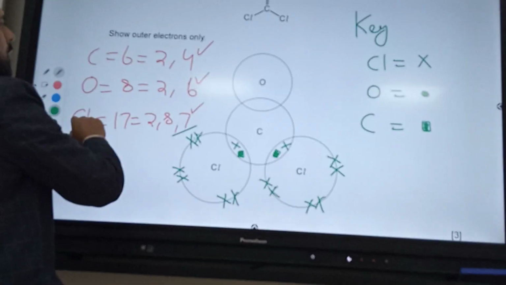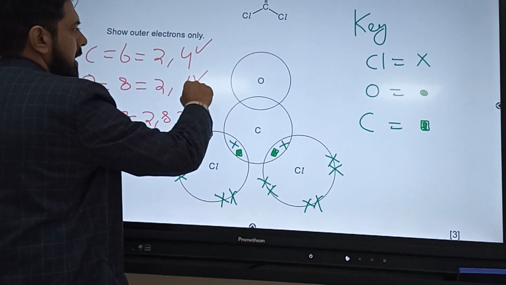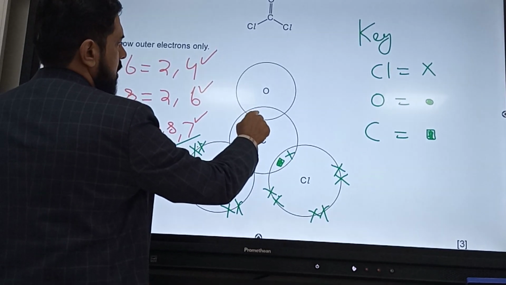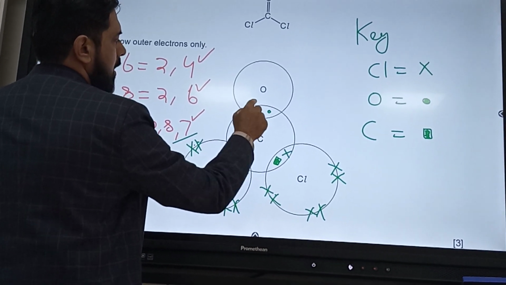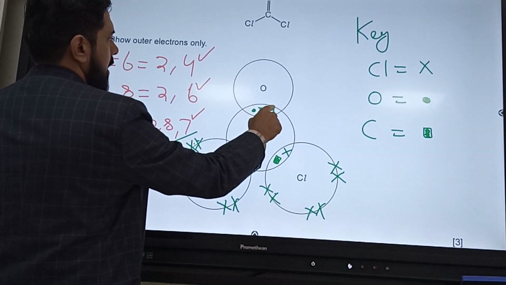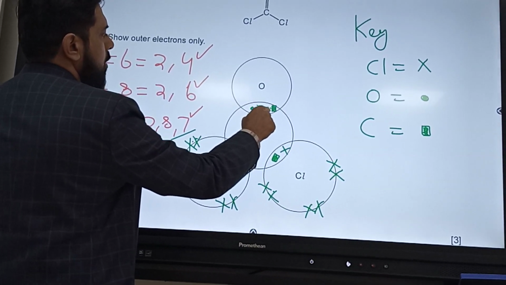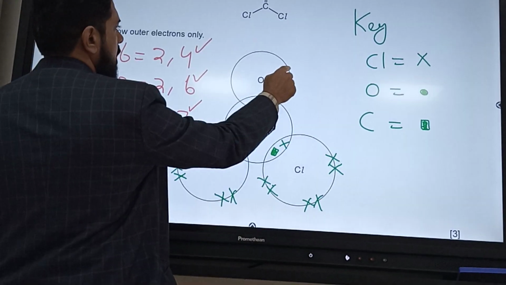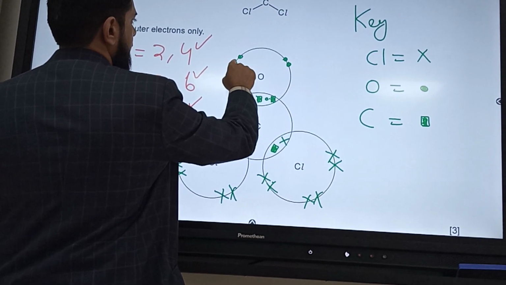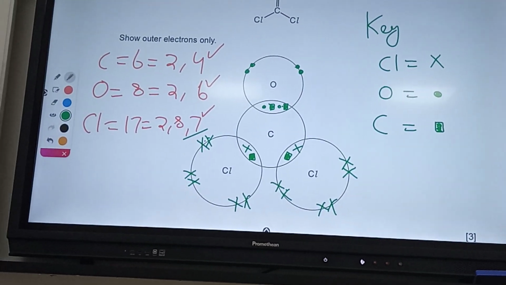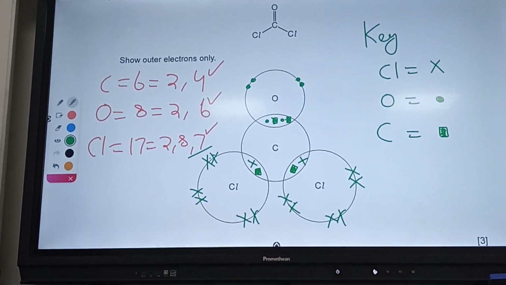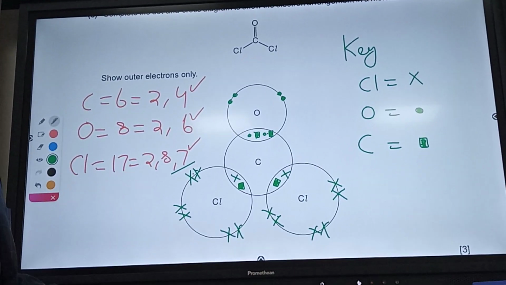But oxygen requires to complete its outer shell by two electrons, so it will share two of its electrons, 1 and 2. Carbon will also have to share two electrons here and here. And now out of 6, 2 are shared, so 2 are still unbonded. So we have to show like this. If you're not making the key, it's not necessary. If you make it, that's good. Even you may use all the crosses or all the dots.